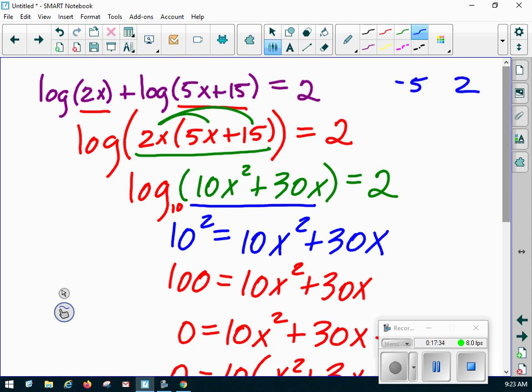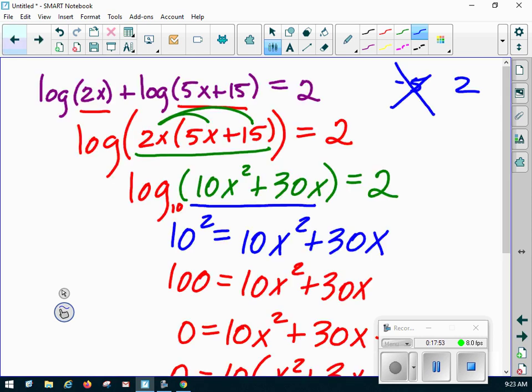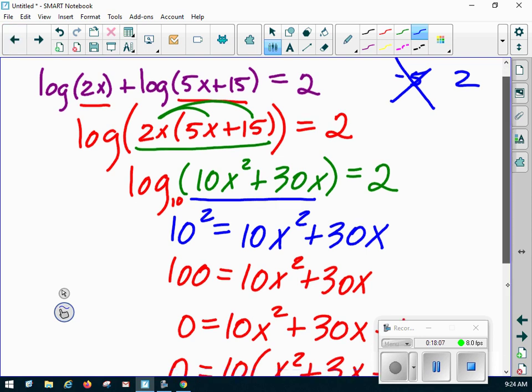If we let x equal -5, what's 2 times -5? I would be taking the log of a negative number. That's not okay. You got to check all of that for it to not work. If x is 2, 2 times 2 is 4. I can take the log of a positive number. 5 times 2 plus 15, is that positive or negative? Positive. I can take the log of a positive number. Your answer is x equals 2.